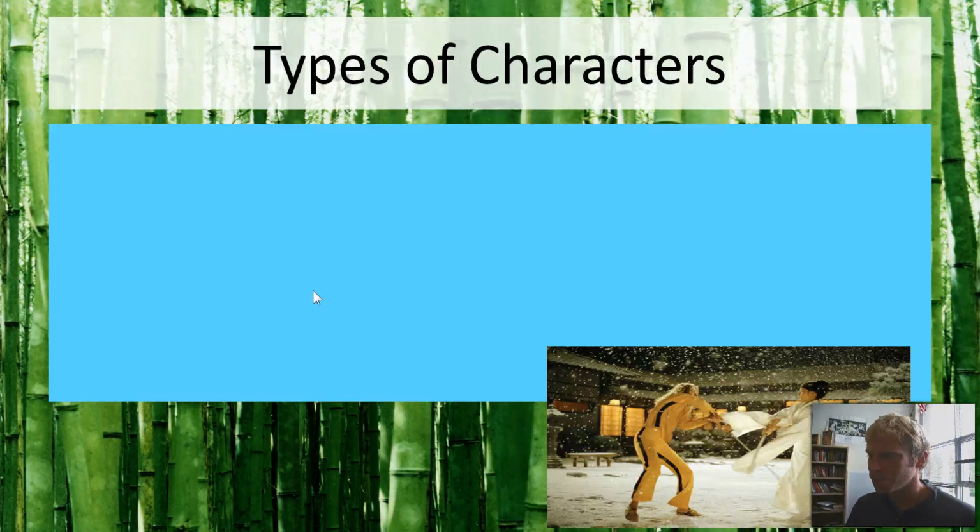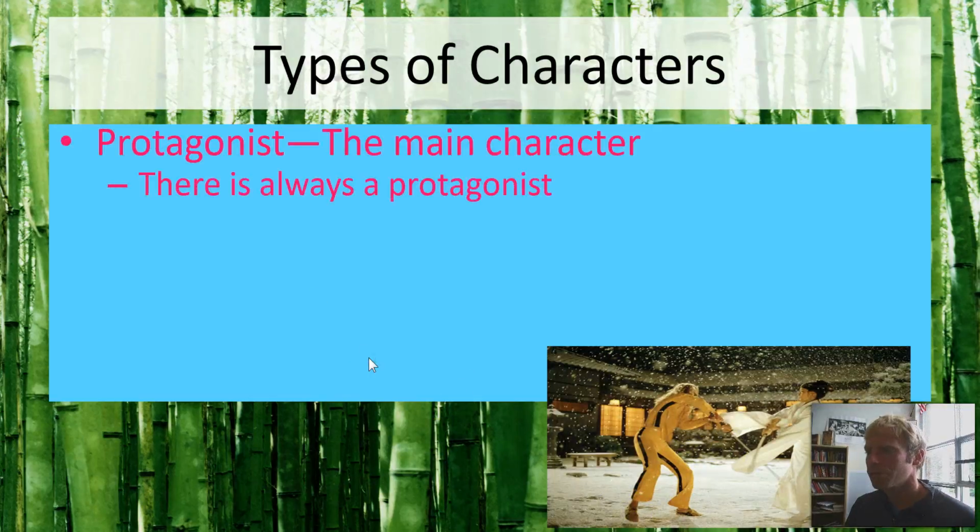So to start, there are two types of characters. One type of character is the protagonist, which is the main character. There's always a protagonist. Now, some people think of the protagonist as a good person. Usually, in most stories, the protagonist is good. The protagonist doesn't have to be good, though. The protagonist is just the main character.